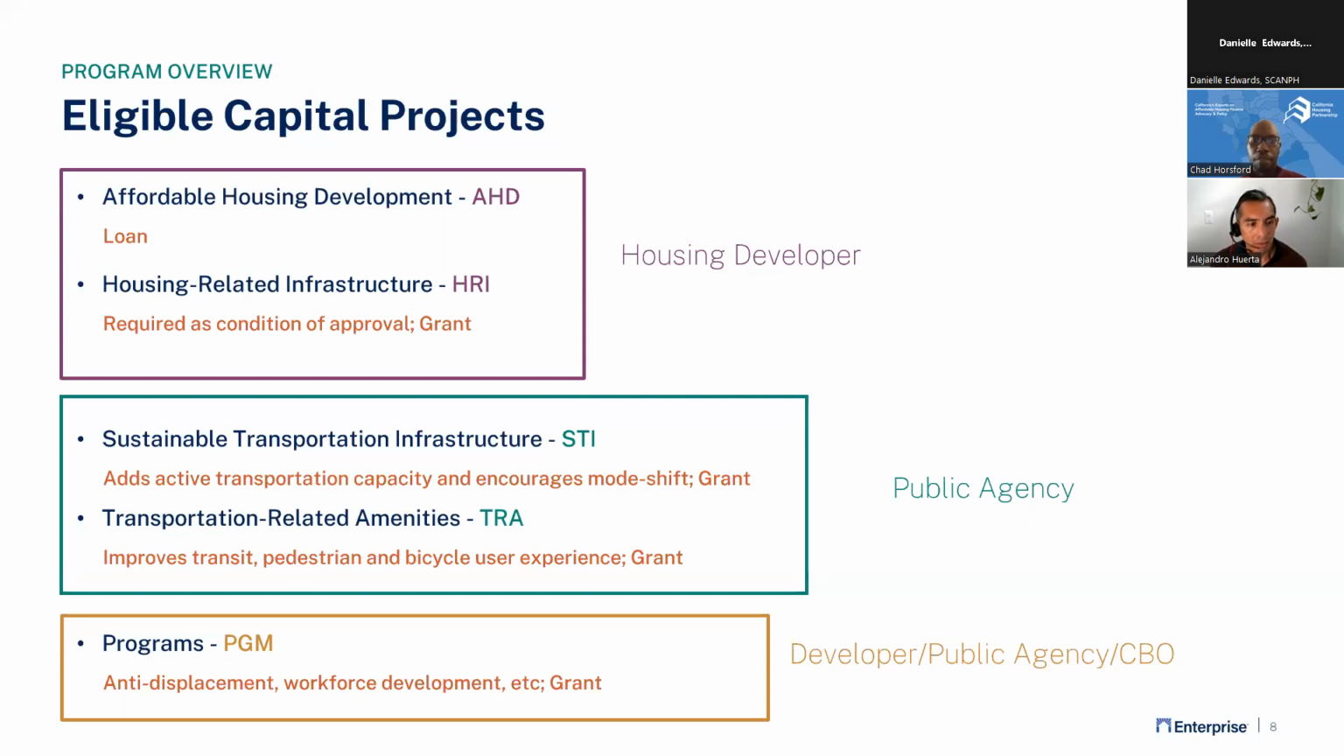Next up, we have some funding categories tied to transportation and active transportation costs. So first we have sustainable transportation infrastructure, or STI. We'll minimize the mouthful of words. And then we also have transportation related amenities, which we can also call TRA. So STI covers capital improvements, things like sidewalks, bike lanes, transit capital items, like EV buses that facilitate mode shifts.